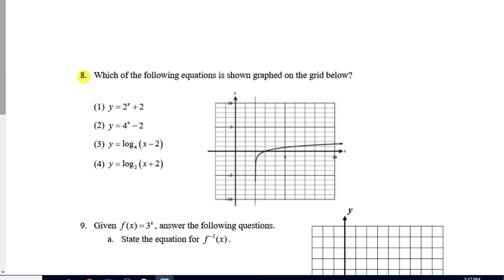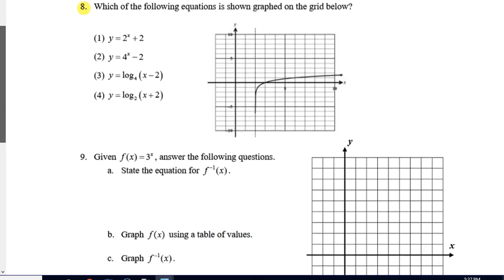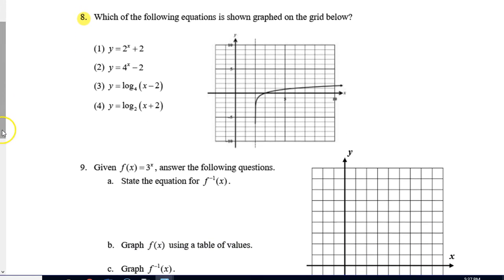Okay, the next question we're going to look at is number 8. Unlike the other ones, this one's pretty straightforward. It's a transformations question. So play around with that one and play the recording when you're ready.